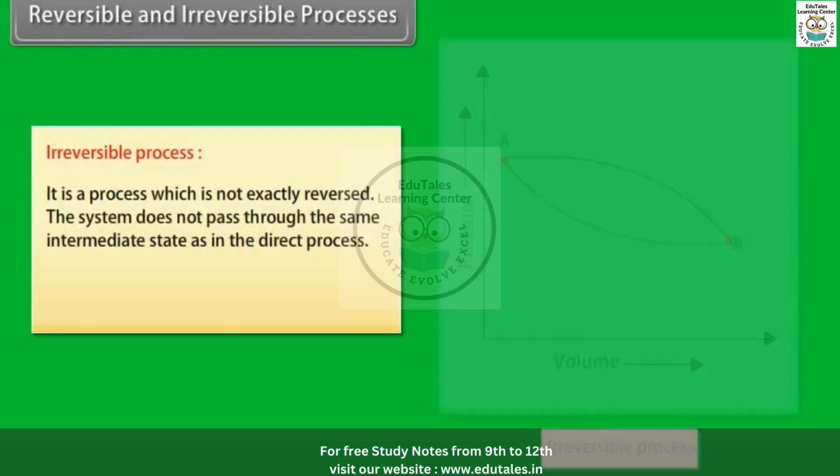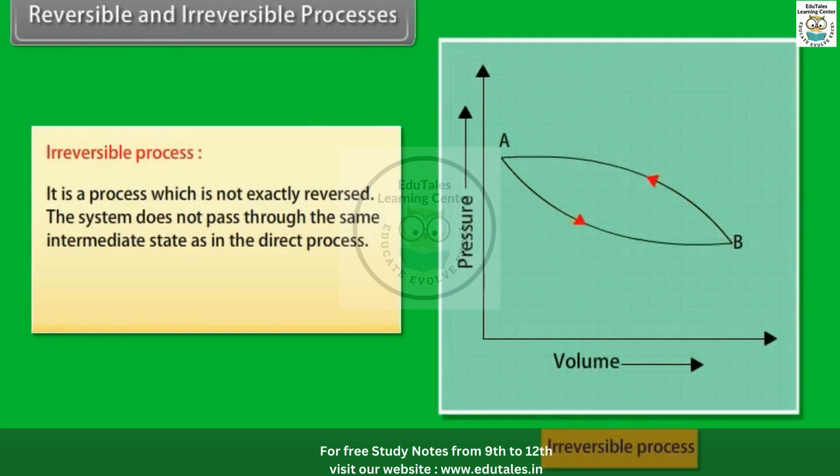Irreversible process. It is a process which is not exactly reversed. The system does not pass through the same intermediate states as in the direct process. All chemical reactions and natural processes are examples of irreversible processes.